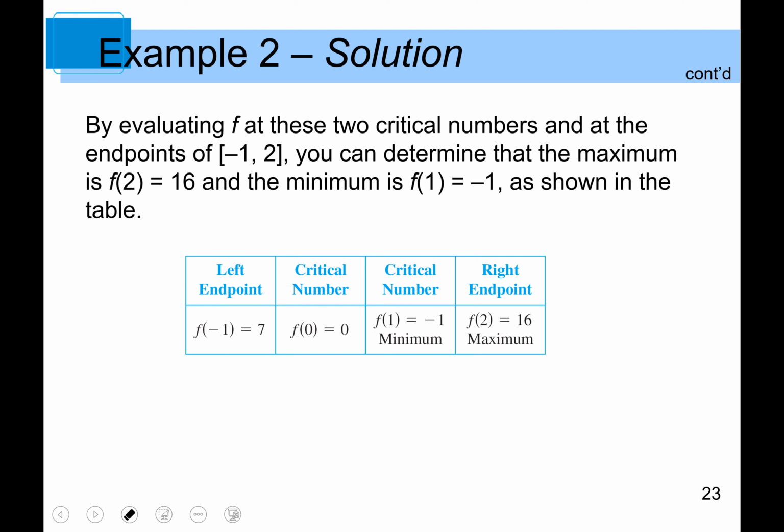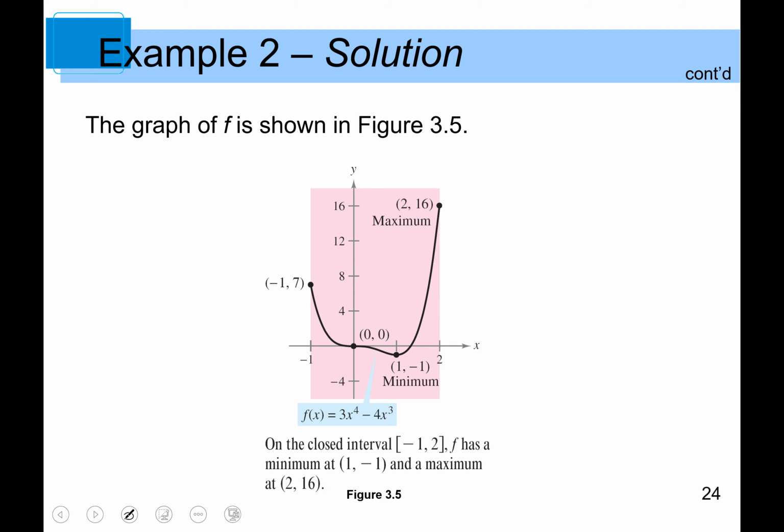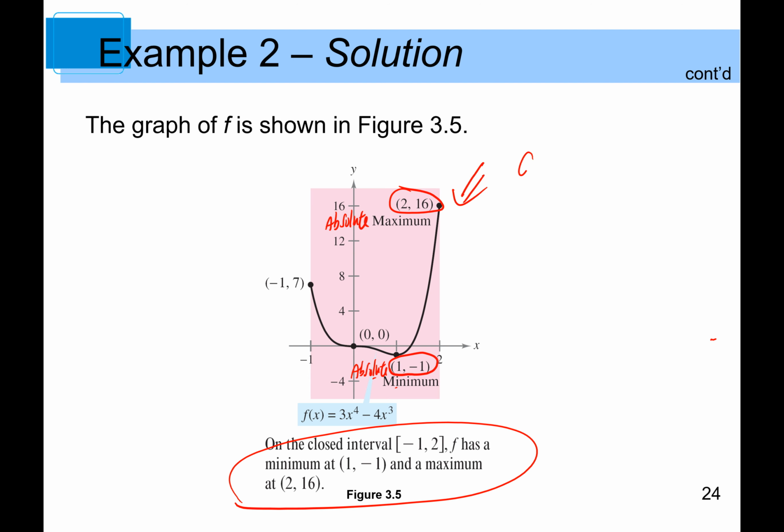Just repeating what we have, and using the table to summarize what we have done so far, right? Find the left endpoint, critical values, second critical value, and right endpoint, and compare all the y values. Eventually you find that the absolute maximum occurs at (2, 16), and the absolute minimum occurs at (1, -1), just like what we did. And the graph confirms what we discovered.